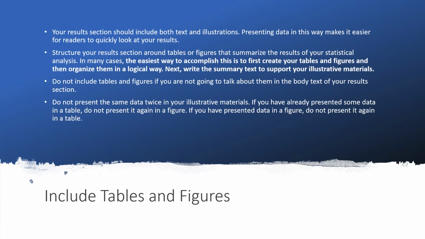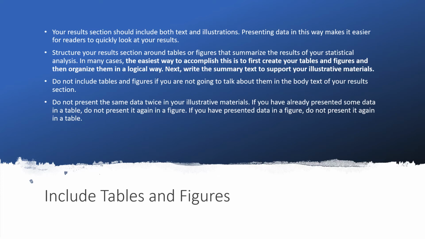Next, write the summary text to support your illustrative materials, right? In other words, your research questions ask different things, and different results from your study speak directly to those. So if you take those that speak to each research question and put those together in a summary table or figure, put those in the order of the research questions you want to discuss, then all you do is go back and describe in text what your findings are.